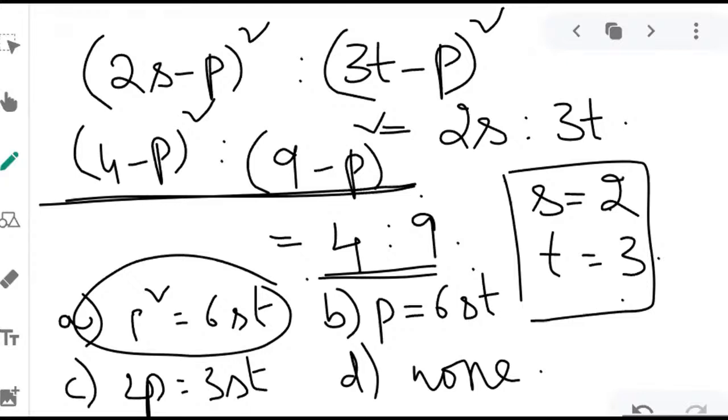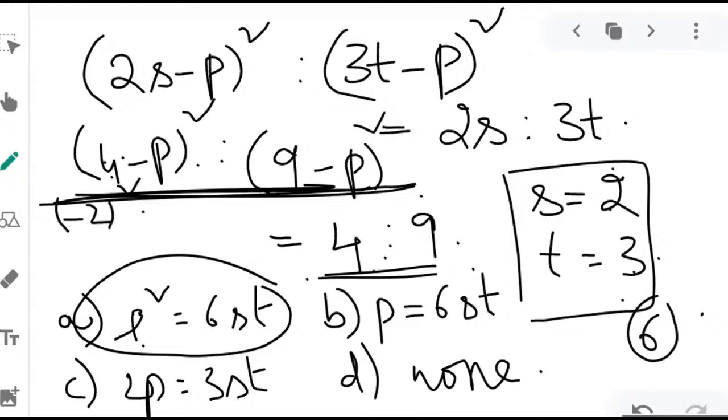If I put s and t equal to 2 and 3, what is the value of p according to the first one? p square is equal to 6 into 2 into 3, that is 6 square. So p is equal to 6. If you substitute p equal to 6 in this one, will LHS be equal to RHS? So (4 minus 6) whole square is (minus 2) whole square is to (9 minus 6) whole square is 3 square. That is 4 is to 9 is equal to 4 is to 9.